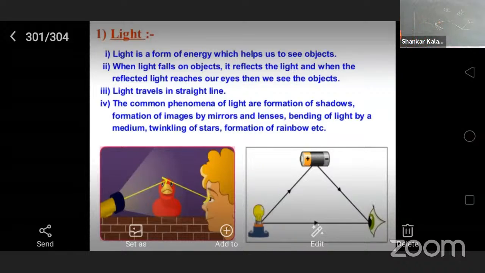So, a common phenomenon of light is the formation of shadows. You know that by the light, the shadows will form. For example, when you are playing in the playground, you can see how the shadows are formed. Have you observed that while playing? In the morning time shadows will be different, in the evening time shadows will be different, and in the middle it will be different, right?